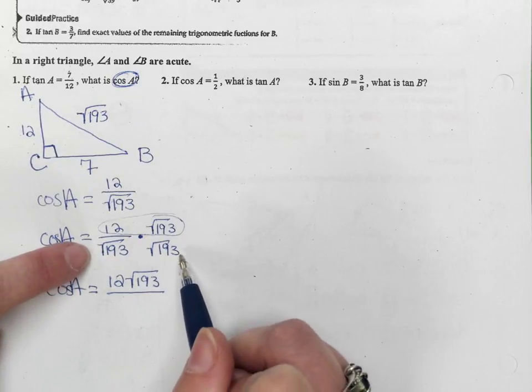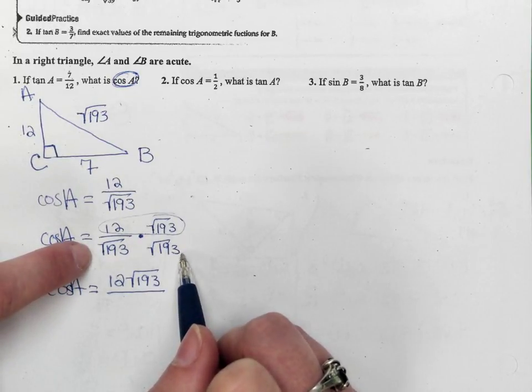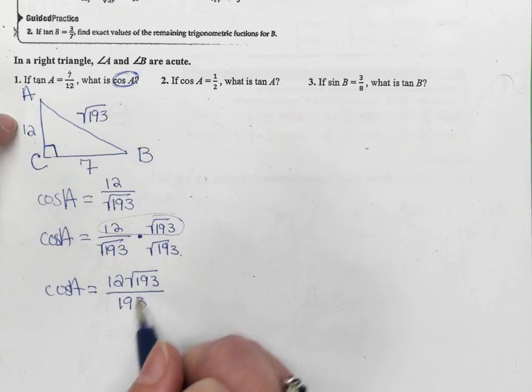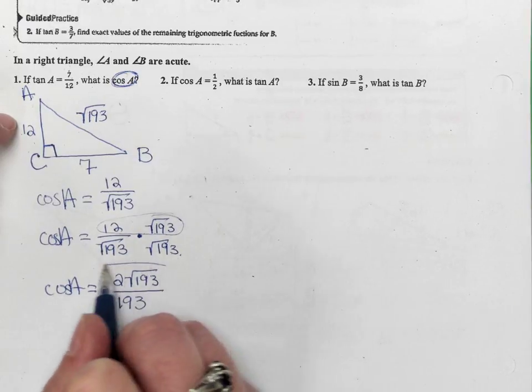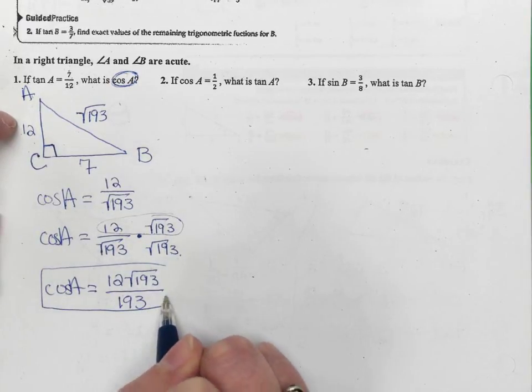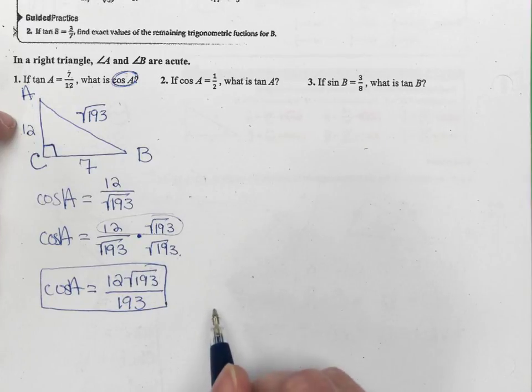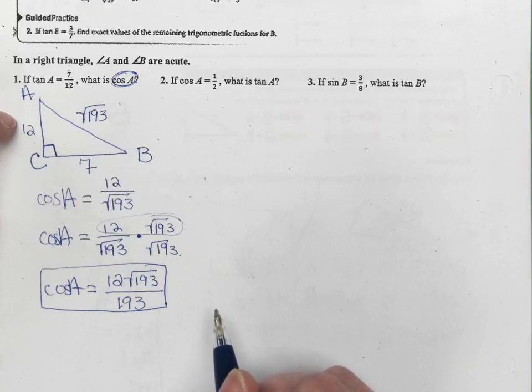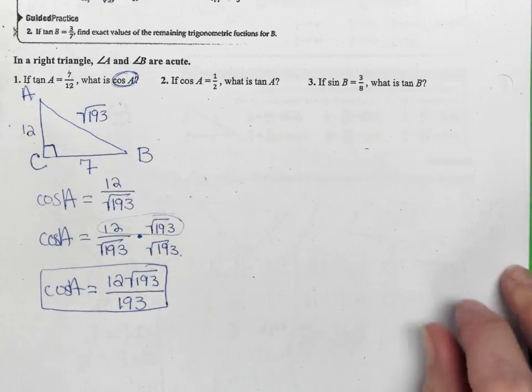Okay, so if I were to multiply square root of 193 times square root of 193, what do you get? 193. You just get 193. Do those cancel? Nope, you're done. 193, because one has a square root and one doesn't, and 12 and 193 don't reduce.